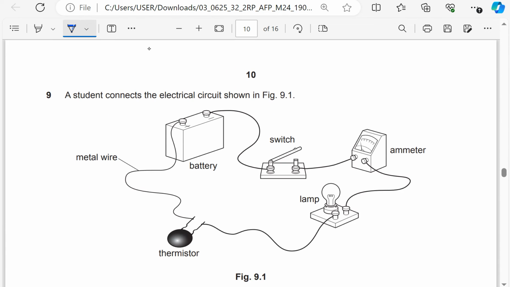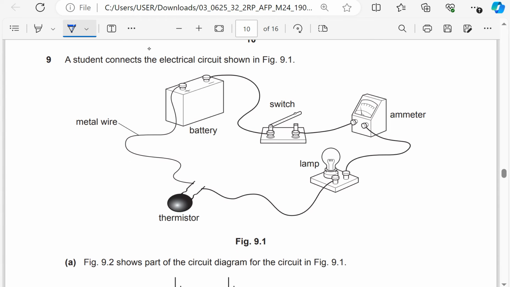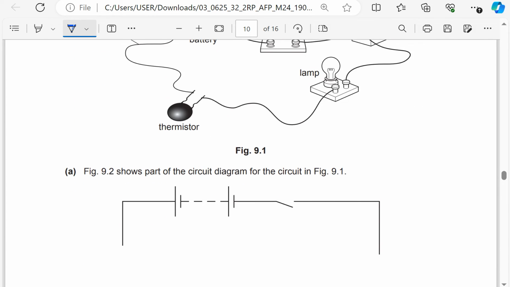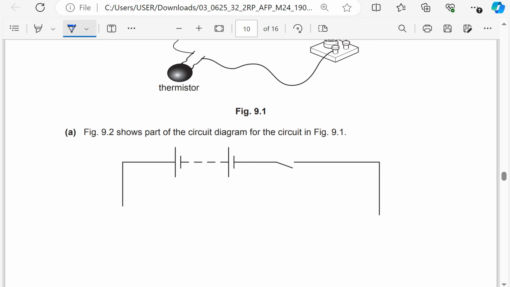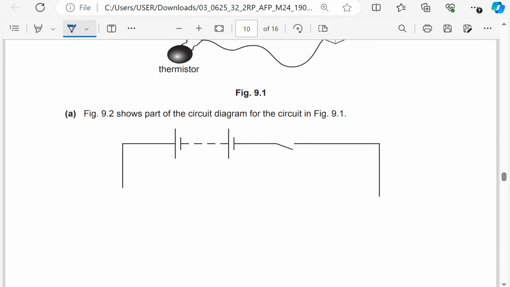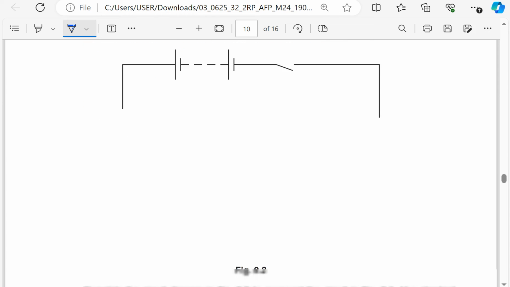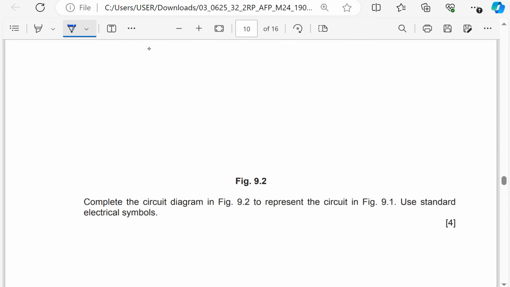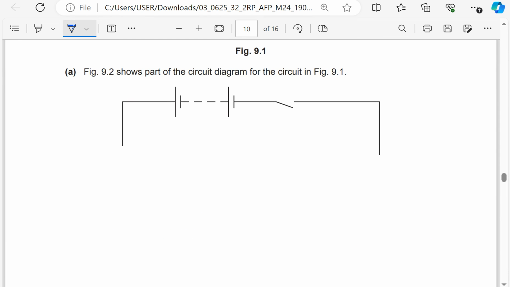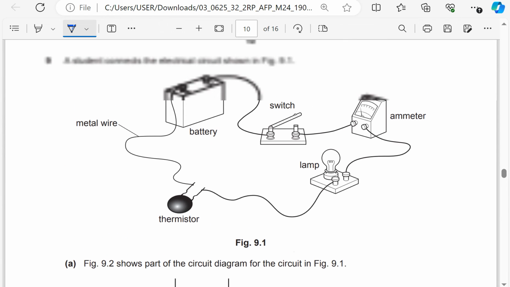A student connects the electrical circuit shown in the figure. So this is the circuit. I think this is a series circuit: thermistor, lamp, ammeter, switch, battery. The figure shows part of the circuit diagram for the circuit in figure 9.1. Complete the circuit diagram to represent the circuit. Use standard electric symbols. So they have drawn for us the battery.